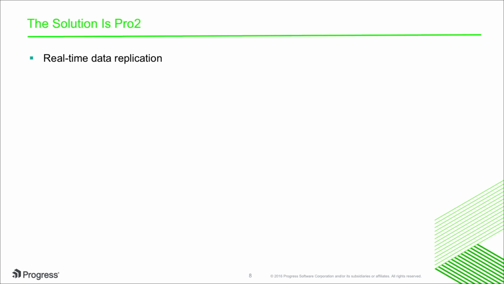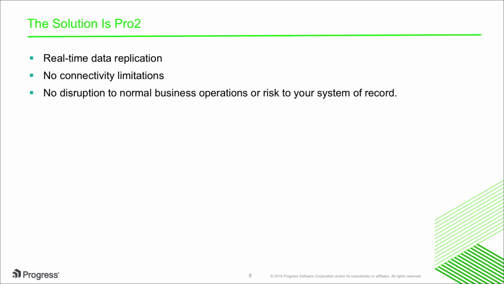Pro2 provides real-time data replication from your OpenEdge database to a target database. As data changes in your operational database, it will be replicated over to the target so that reporting and analysis is always being performed against the most current version of data. With Pro2, you can connect to any number of OpenEdge operational data sources and replicate that information to multiple targets. And a very important point, all this is done with no disruption to or adverse effect on your operational systems.